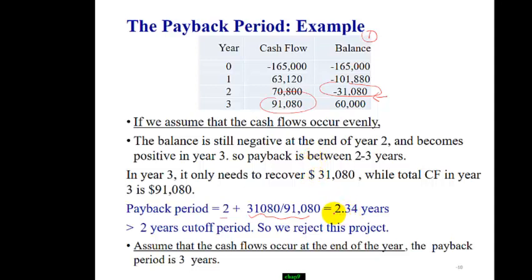So if the payback is 2.34 years, which is actually greater than the 2 years required by the company, it's too late. We have to reject. So let's assume cash flow occurs evenly. If we assume cash flow occurs only at the end of the year, it is much easier. It requires at least 3 years to recover.